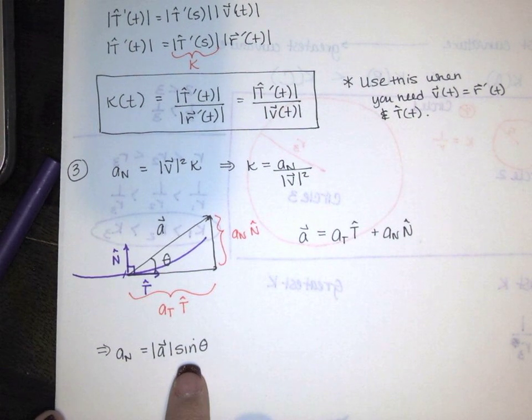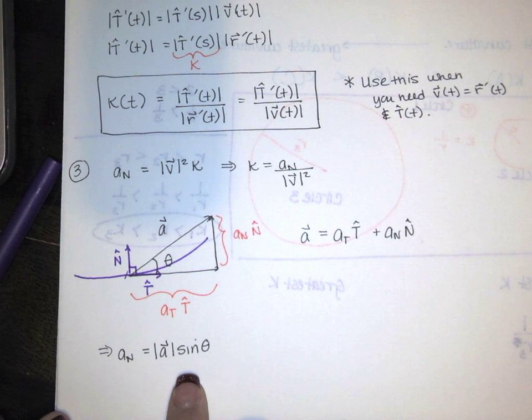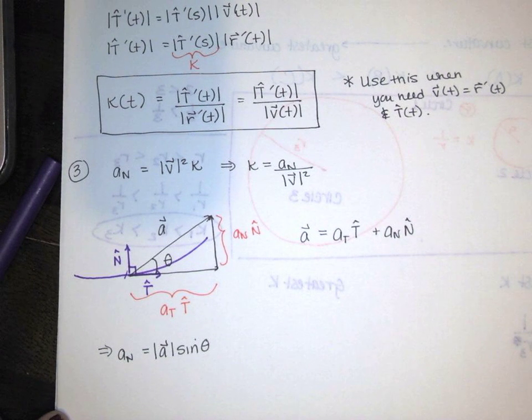Now that looks a little bit like our cross product formula. Remember, with our cross product of u and v, we had the magnitude of u times the magnitude of v times the sine of the angle between them.